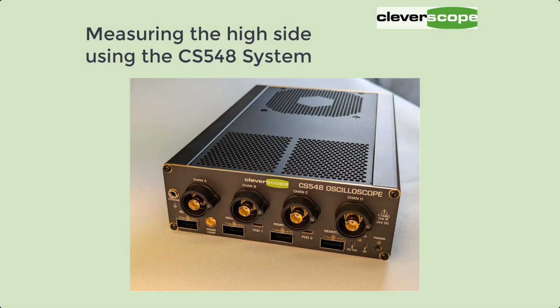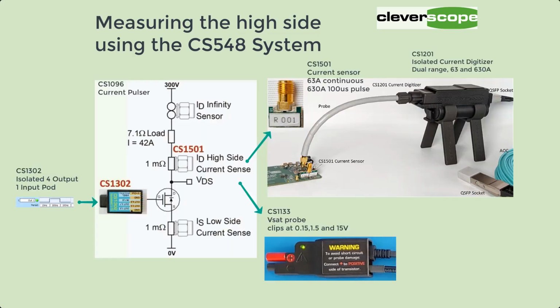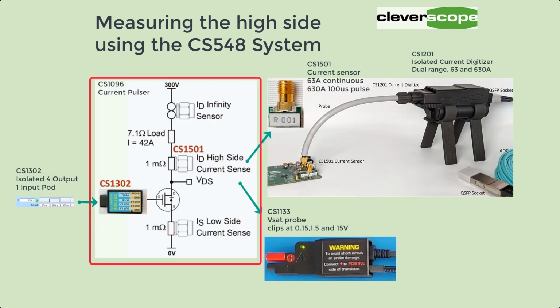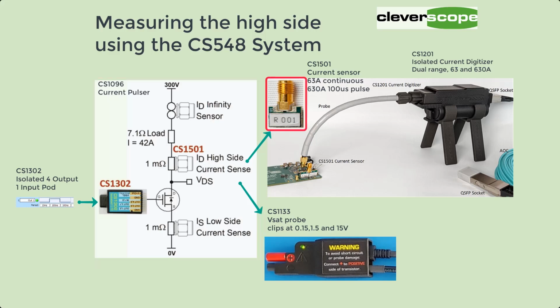Welcome. Today we're going to talk about measuring the high side using our CS548 system. Let's get started. We'll be using a Cleverscope CS1096 current pulsar board. We'll measure the current using a CS1501 current sensing resistor connected to a CS1201 current digitizer.